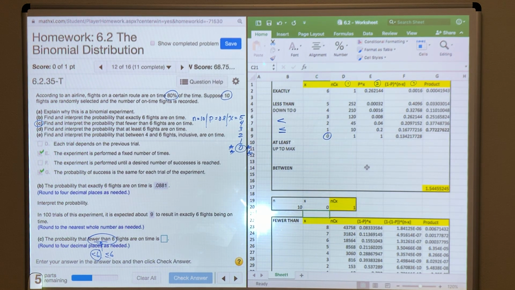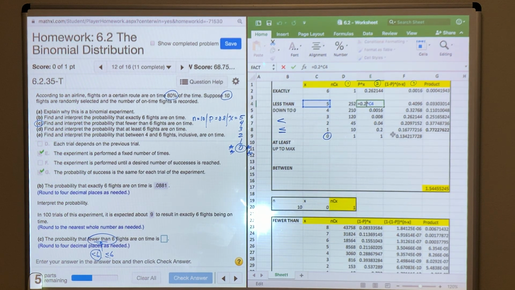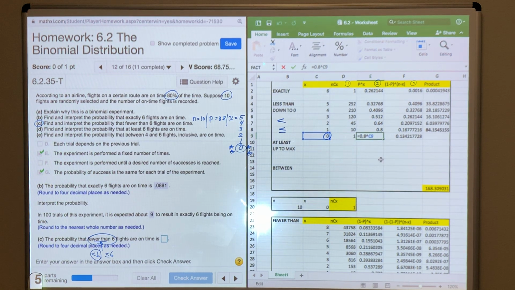Okay, what do I need to do next? So I've got the NCX, now I've got to do the p to the power of x. What is my p in my problem? My p is 0.8. 0.8 is my exponent, is my probability, all right? And now what I'm going to do is, to save myself time, I'm going to just drag this all the way down. So notice how I just basically got all of that same formula to do all of them for me. Okay, there it is.